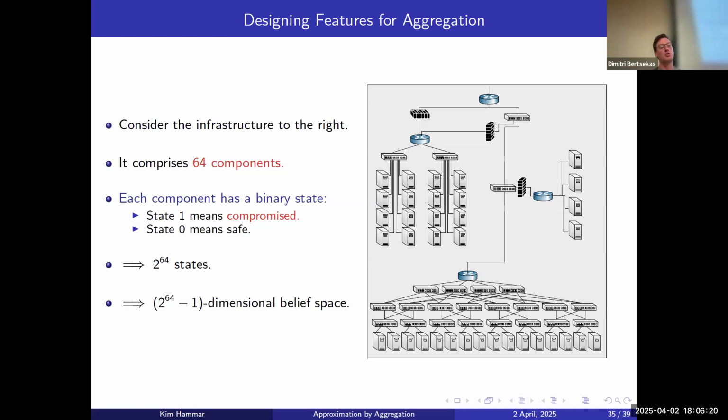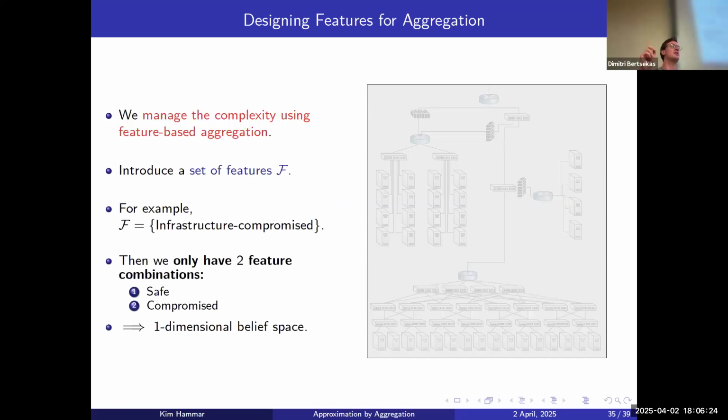Let's look at the simplest possible feature for the problem. That could be that we just introduce one feature that says, is the whole infrastructure compromised or not? So we basically treat the infrastructure just as a black box. Is it compromised or is it not? And we don't really pay attention to which components are compromised. That would be a very coarse-grained feature aggregation, and your belief space will be very, very simple, just one-dimensional.